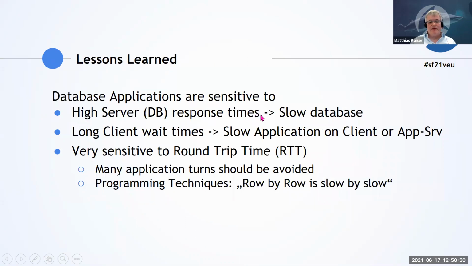High server response times can point to a slow database. Long client wait time is extra delay on that piece of hardware where the application is actually running. Those database applications could be very sensitive to the round trip time. Try to avoid a high number of application turns. One programmer once told me it is by means of how to get to the database. Row by row, every single record pulled over to the client, every single one, row by row, is slow by slow. Try to improve that if you are doing the programming piece.